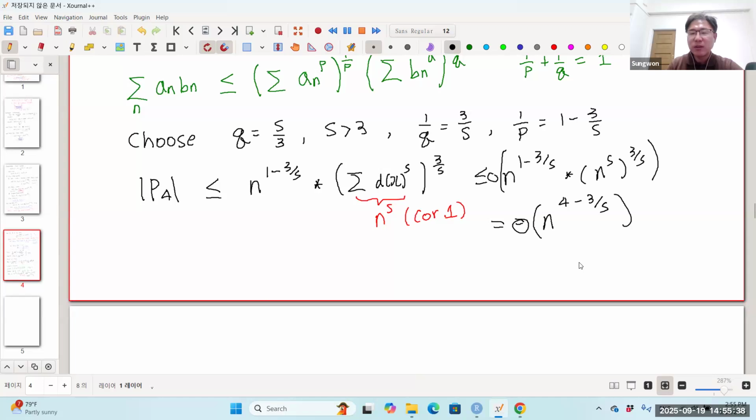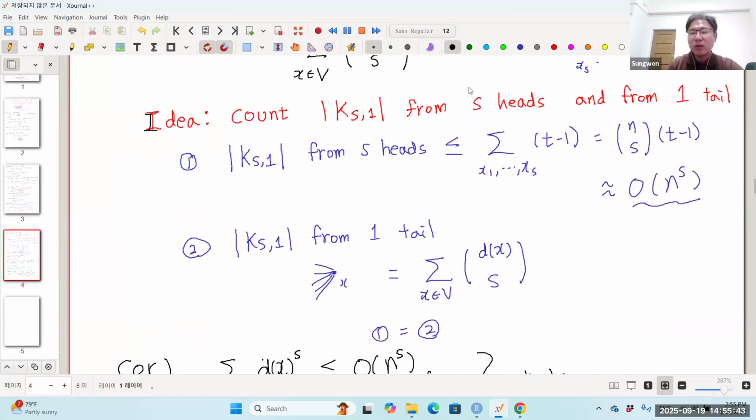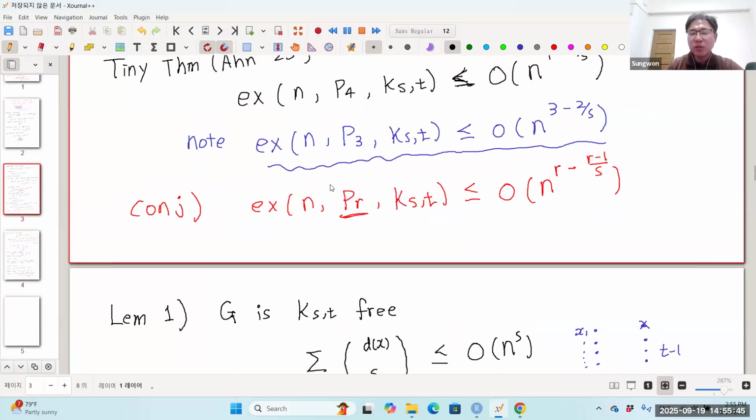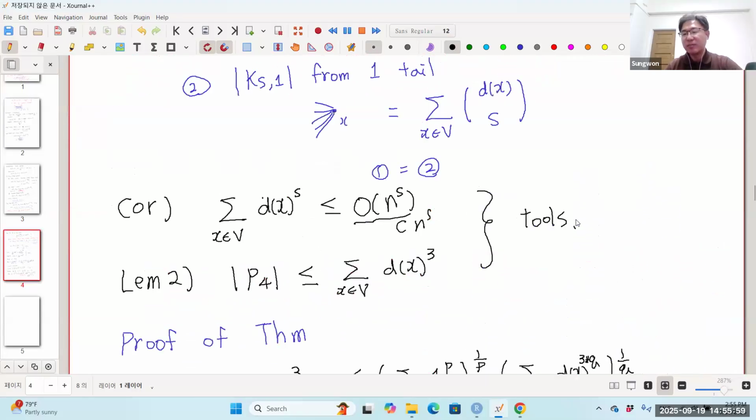So that's it. And the further study would be, as I mentioned here, a conjecture that you want to bound that by n to the r minus 1 over s. So yeah, any questions?